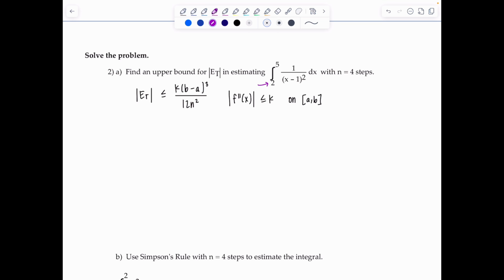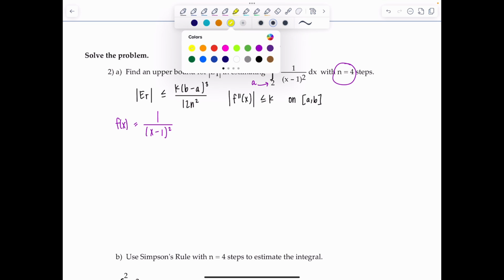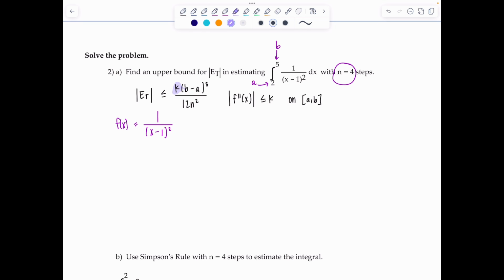So here's a, here's b. f of x, the function, is 1 over (x minus 1) squared. And then they already told me n is 4. So the only thing I'm missing, right? So I've got b and a and n. I need to find K. This is always tricky for students. So K is an upper bound on the second derivative, yes? So let me take two derivatives and then we'll talk about it.